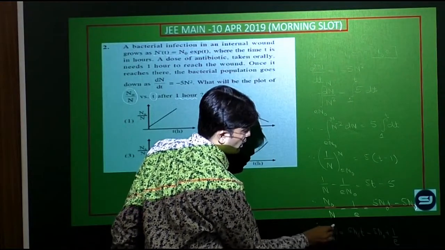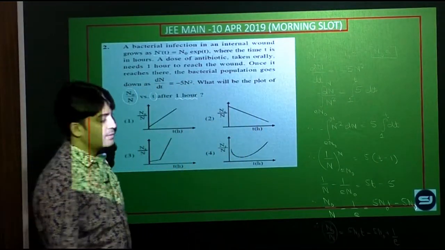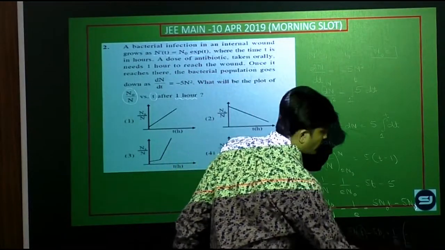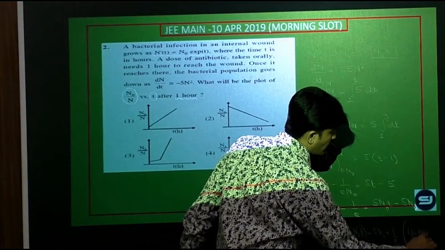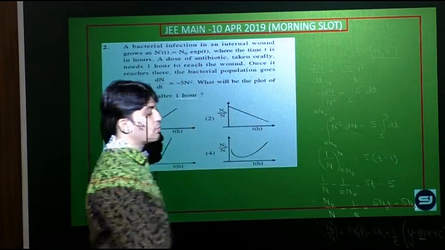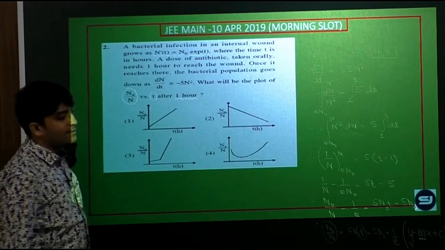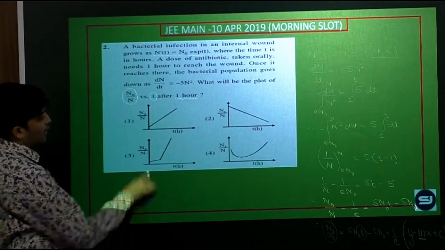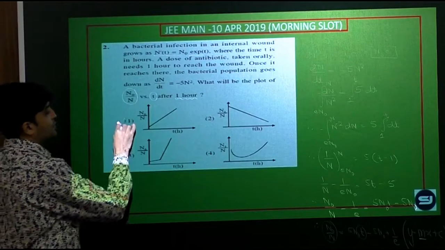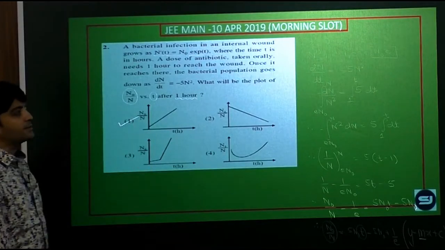So this is now plotted on y-axis, t is plotted on x-axis, hence this graph is of the form y equals mx plus c. Meaning here if you look at the slope, it's positive and there is a y-intercept. So N0 by N versus t with a positive slope, there is just one option and that's option 1.